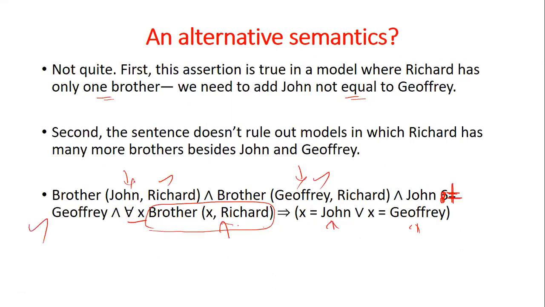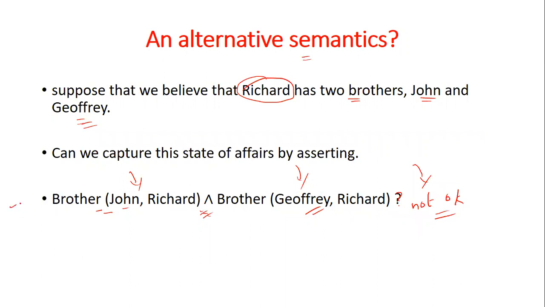That is one reason. The second reason is the sentence doesn't rule out models in which Richard has many more brothers besides John and Geoffrey. Another reason why this is not correct is that it is a very open statement. It says that John and Geoffrey are brothers of Richard, so it may also mean that there can be other brothers for Richard also. We are not specifying tightly that only John and Geoffrey were the brothers of Richard. So when you leave it just like that, it means that there may be somebody else also a brother of Richard.